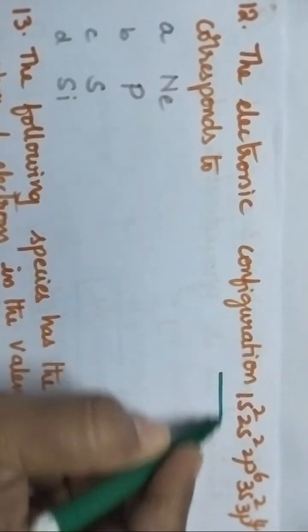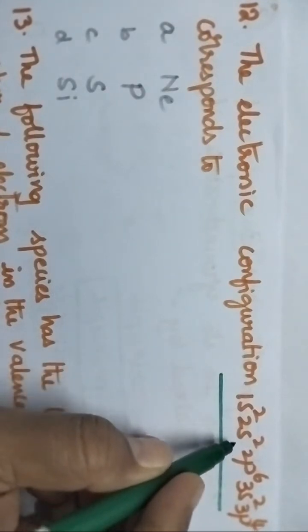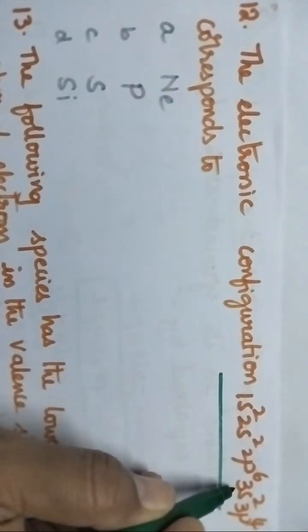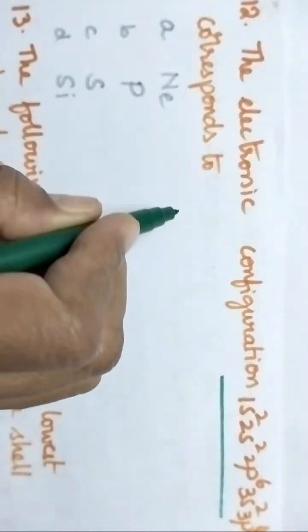So coming to the 12th question. The electronic configuration is 1s2, 2s2, 2p6, 3s2, 3p4. It corresponds to which atom?